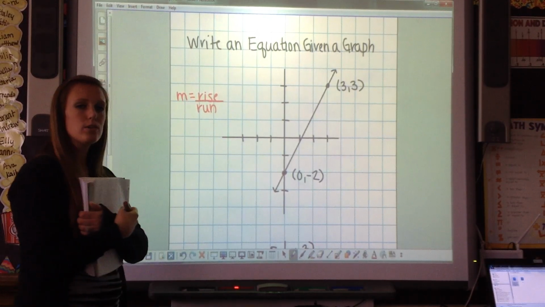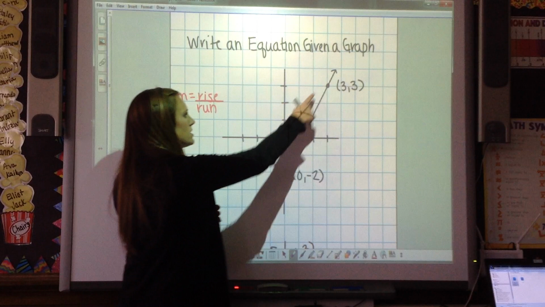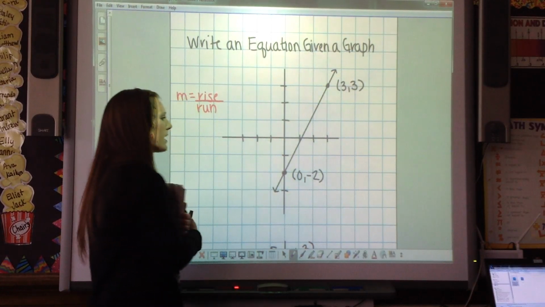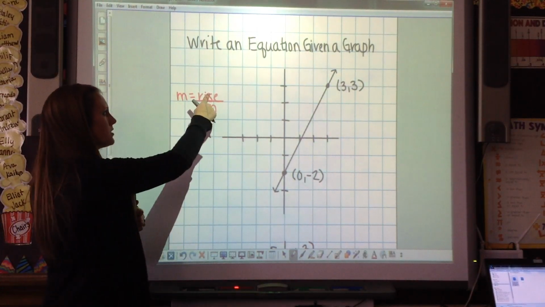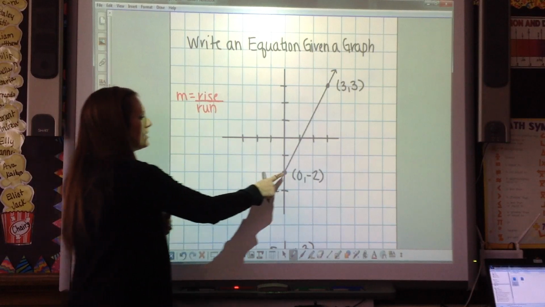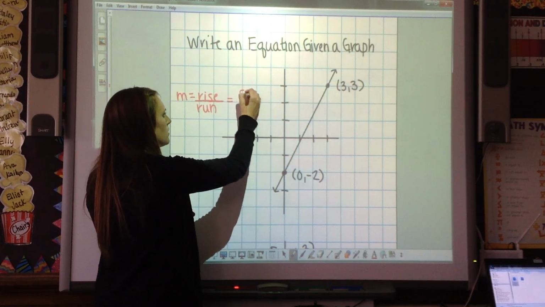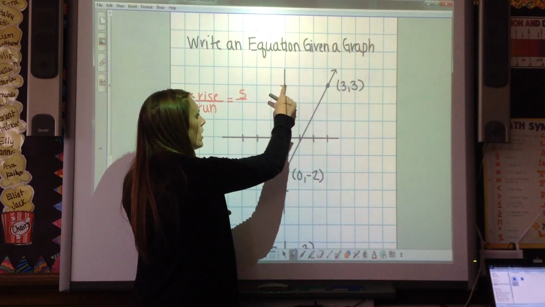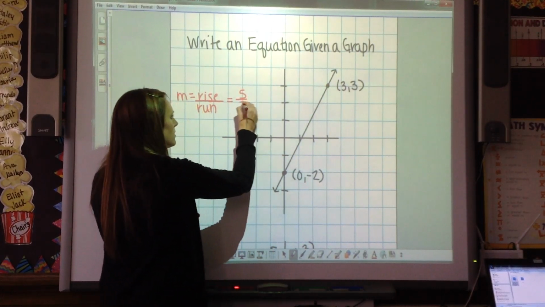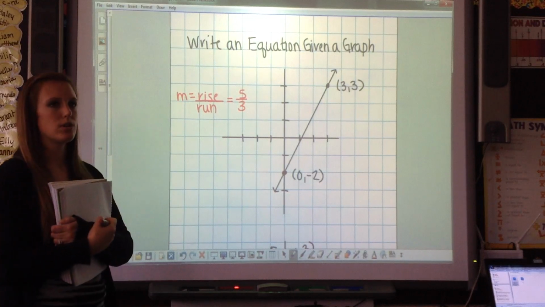So for rise over run, you start at one ordered pair and you make your way to the other one, thinking of these as city blocks. You have to go up or down first, and then left to right. So I go up 1, 2, 3, 4, 5. And I run 1, 2, 3. So my slope is 5/3.